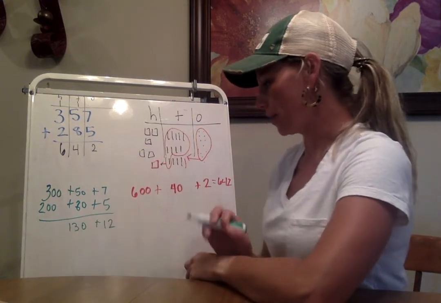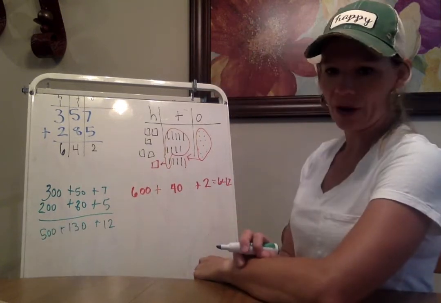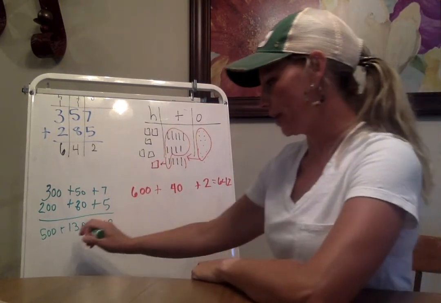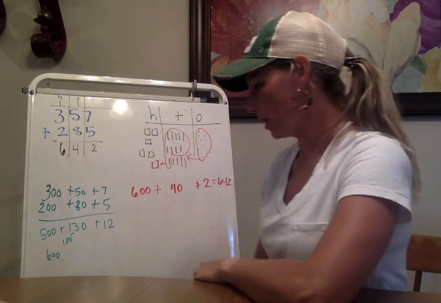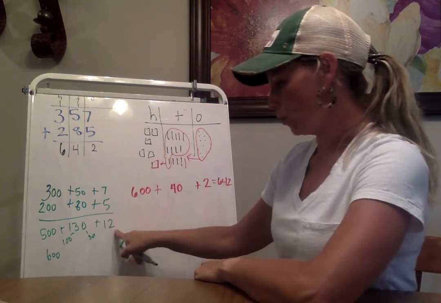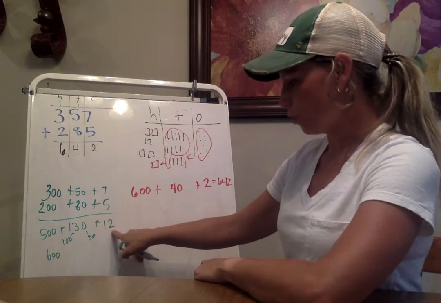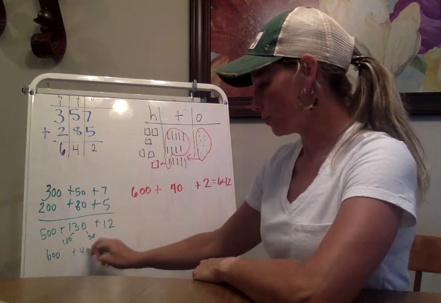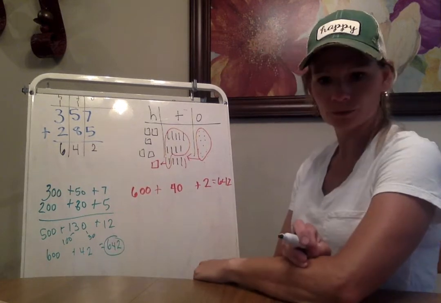So 130 plus 500. Now I have to start putting some of my pieces together, right? When I take 100 from here, I've got 600. I still have the 30 with the 12. 30 plus the 10 is 40, plus 2 more is 42. So 600 plus 42 is 642, right?